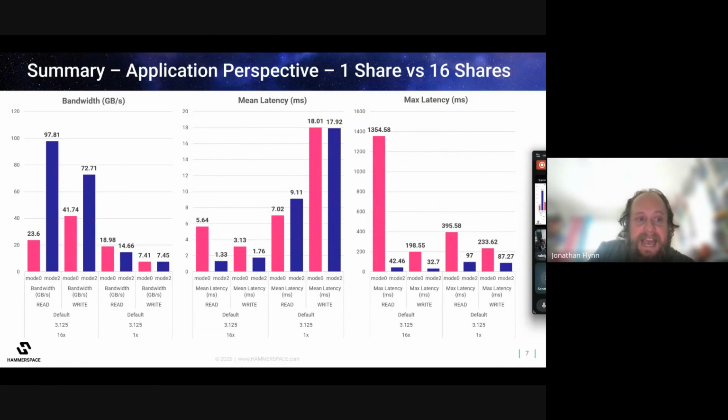As far as bandwidth for reads goes, at 16 we've got 23.6 gigabytes a second. With OneDrive, we've got 18.9. So in each category, we've got 16 volumes versus 1, so that you have a reference point to what we talked about before.